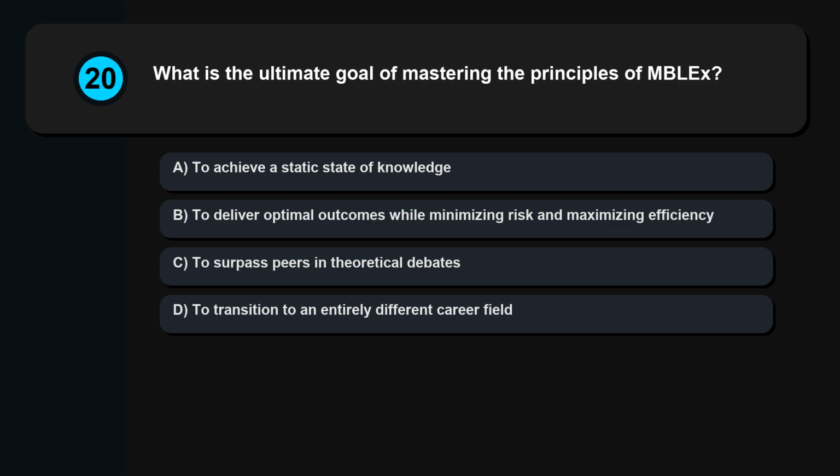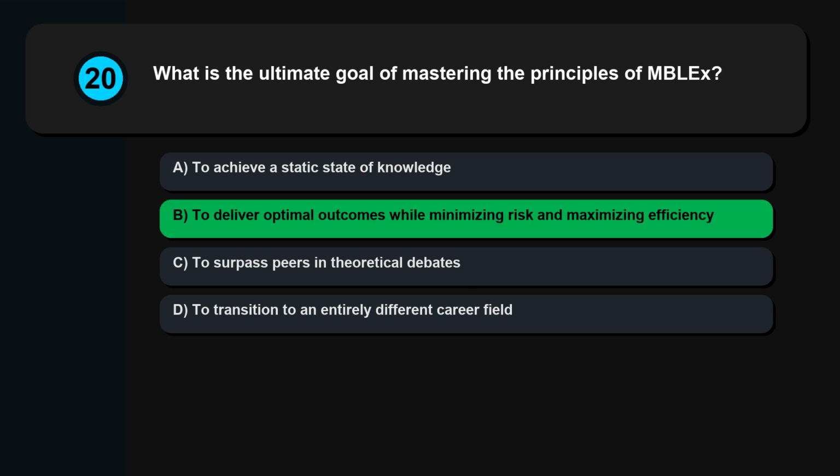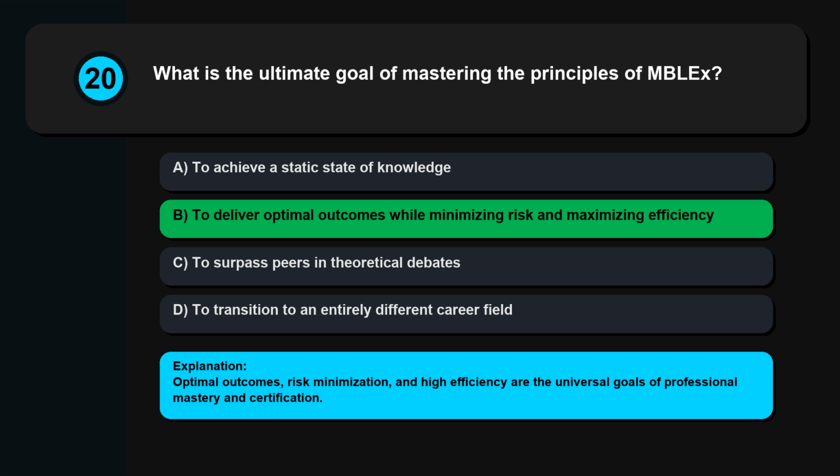Question 20. What is the ultimate goal of mastering the principles of MBLEx? To achieve a static state of knowledge, to deliver optimal outcomes while minimizing risk and maximizing efficiency, to surpass peers in theoretical debates, to transition to an entirely different career field. Optimal outcomes, risk minimization, and high efficiency are the universal goals of professional mastery and certification.